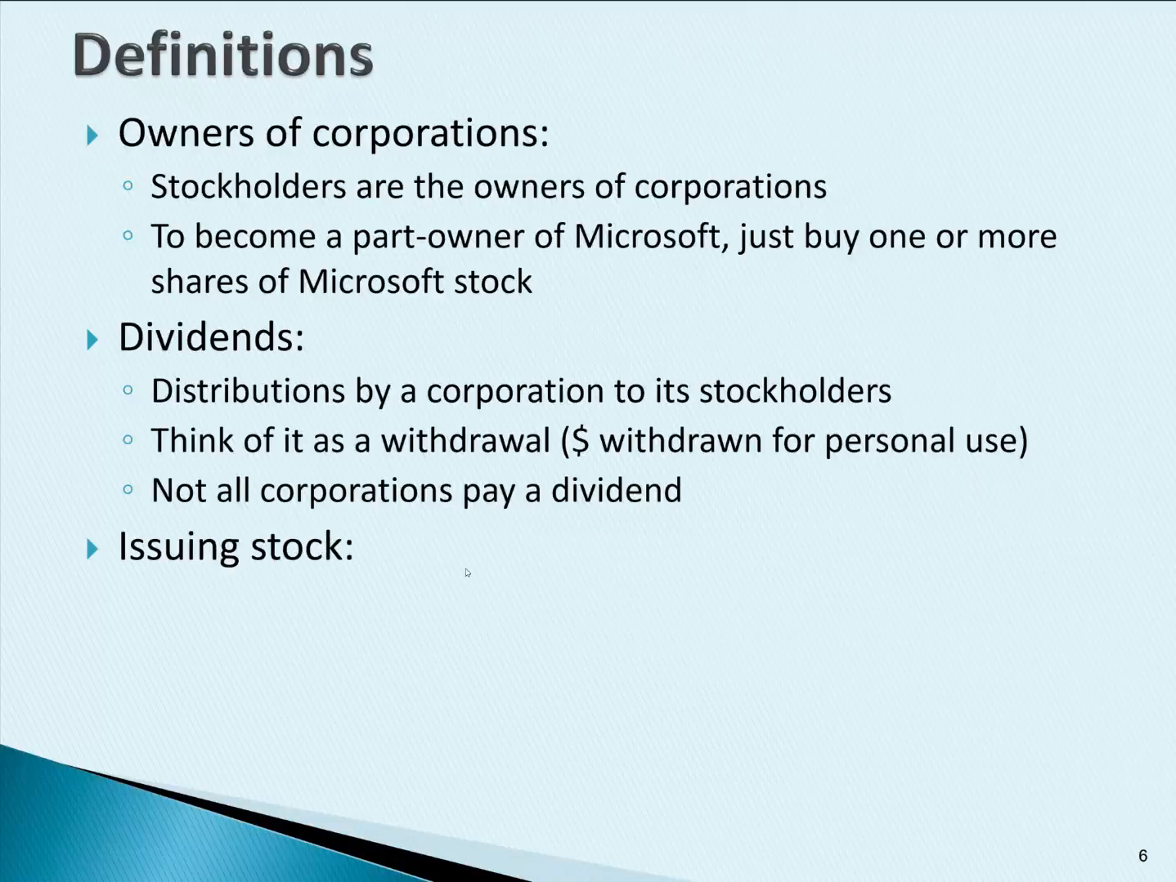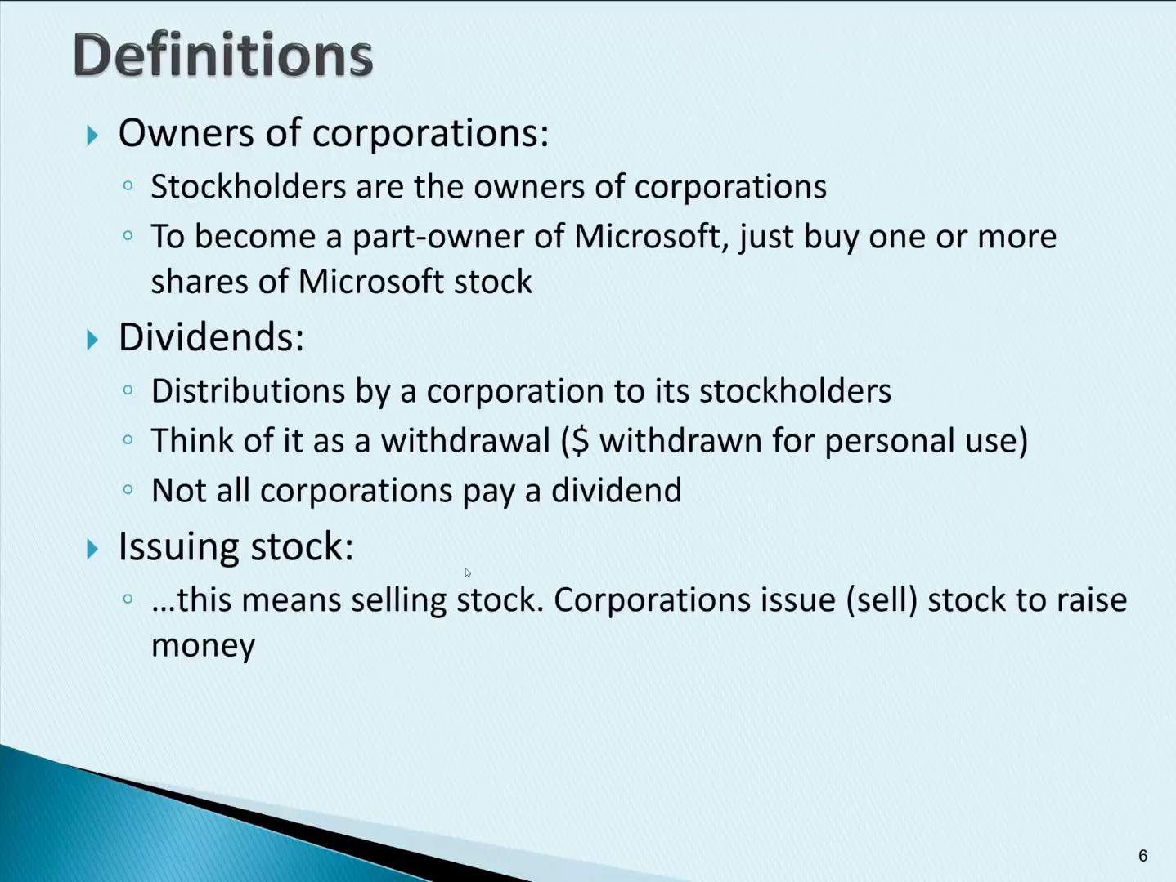Now, if you see the phrase issuing stock in the slides or the chapter, all that means is the company is selling stock. So issuing means selling. Corporations, of course, issue or sell stock to raise money. And if you see the word earnings, that's just another way to say profits. Later on in the chapter, we'll find out what earnings per share is. And all that really is just profits per share of common stock.